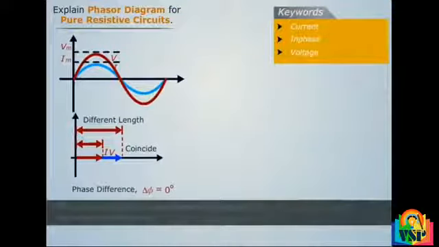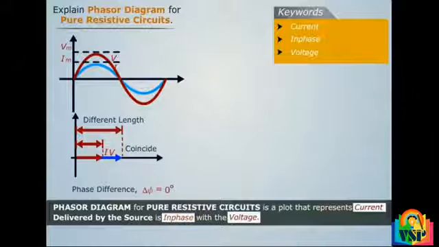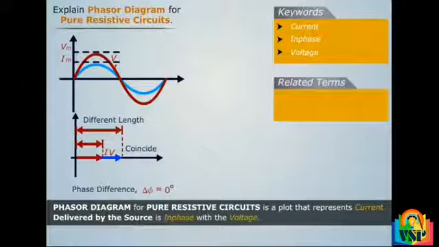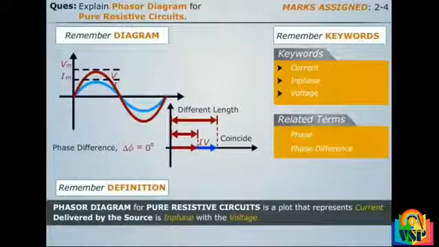Keywords: current, in phase, voltage. The phasor diagram for a pure resistive circuit is a plot that represents the current delivered by the source being in phase with the voltage. Very, very important point. We know that the related term is phase.